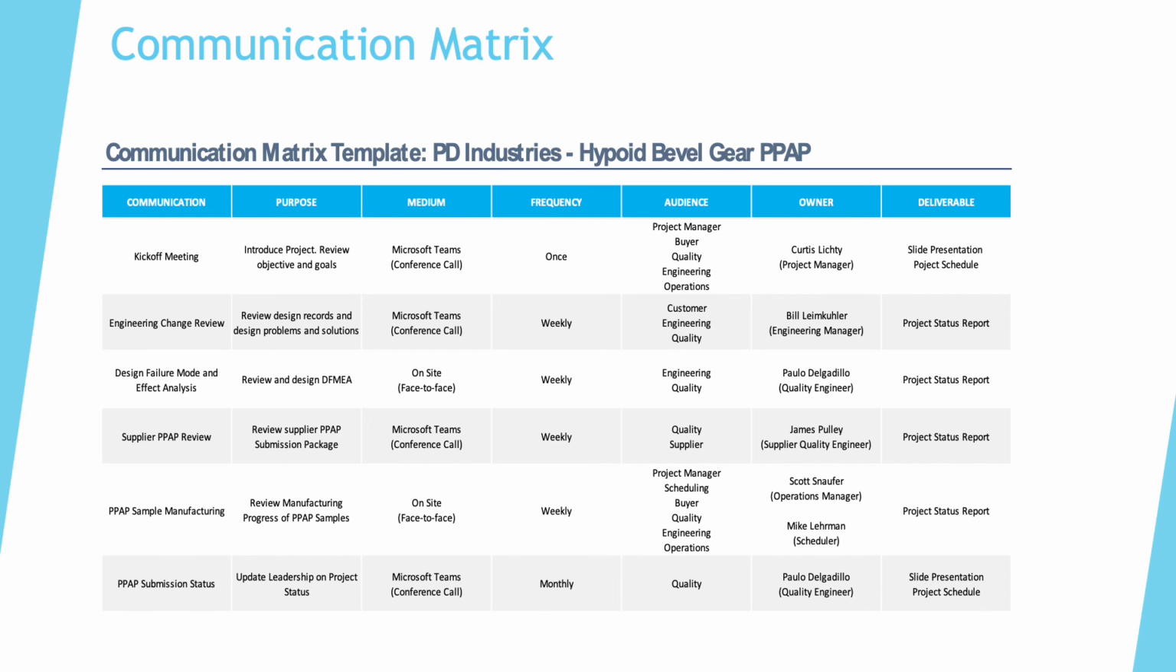Supplier PPAP review. This will serve to review the supplier submission package via conference call. We will do this weekly. The audience will be quality and supplier, led by our supplier quality engineer. PPAP sample manufacturing will help us review the manufacturing progress of PPAP samples on site, face to face, weekly. A larger audience will be here: project manager, scheduling, buyer, quality, engineering, and operations. And PPAP submission status, where we will update leadership on project status.